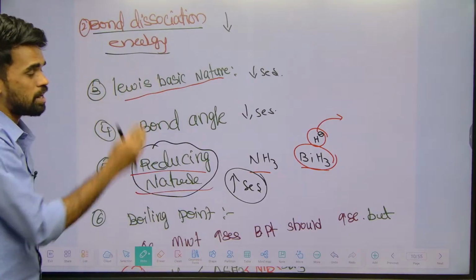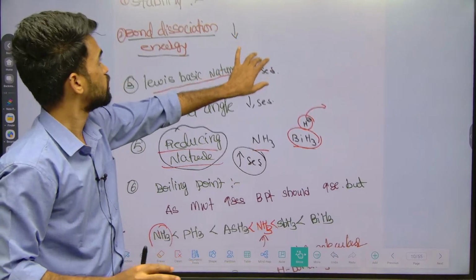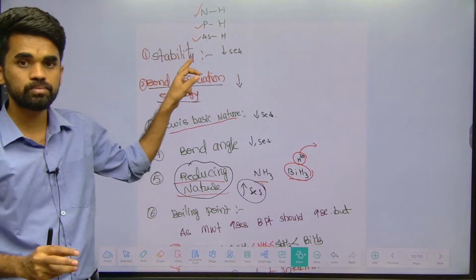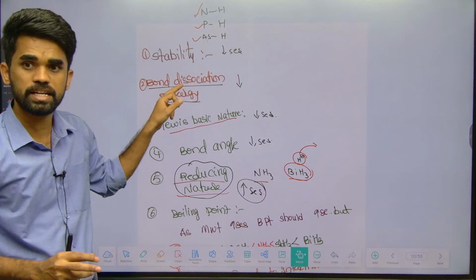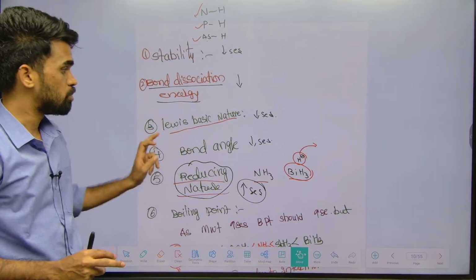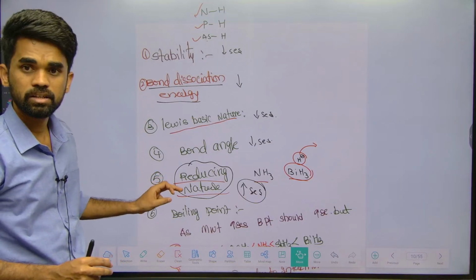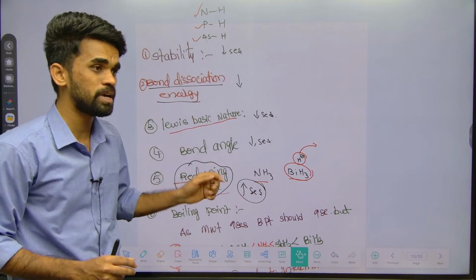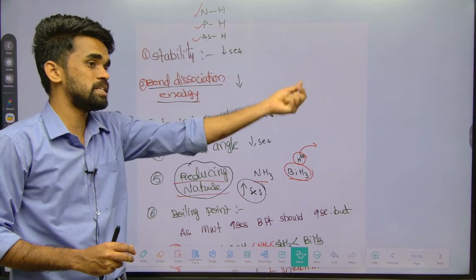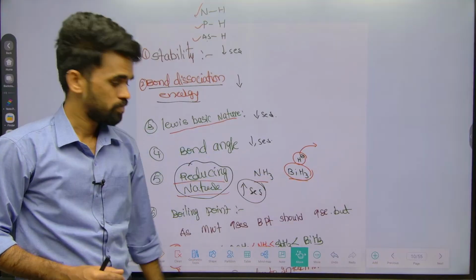Okay. So these orders are very, very important. You have a lot of questions on these orders. So once again: stability decreases down the group. Next, bond dissociation energy decreases. Next, Lewis basic nature decreases. Bond angle decreases. Next, reducing character increases. Why is it increasing? Because the ability to donate H minus is more for BiH, because it is less stable.